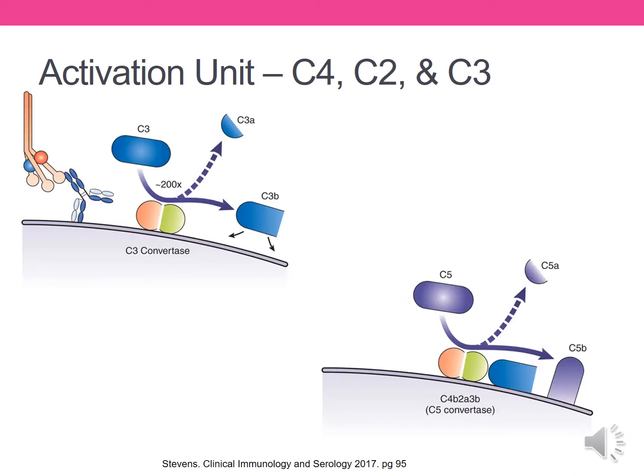So these two diagrams are also found in your textbook. We have our C3 convertase in our top left diagram. C3 will come along. It's going to cleave C3 into C3a and C3b. C3a diffuses away, and C3b will bind to this C3 convertase, which will then have a new enzyme named C4b2a3b, or C5 convertase, which will then cleave C5.